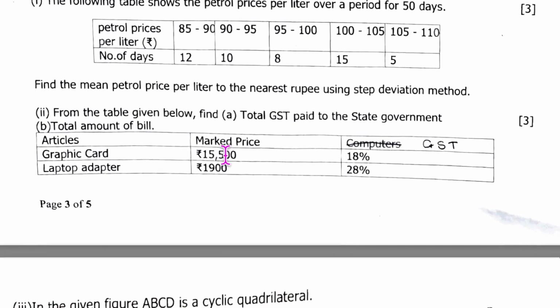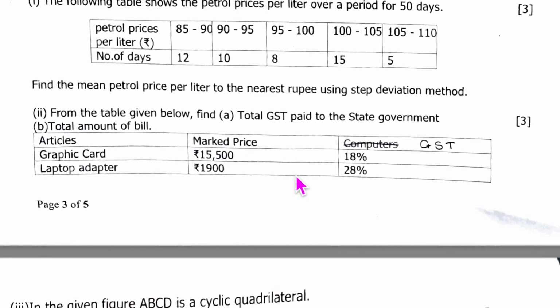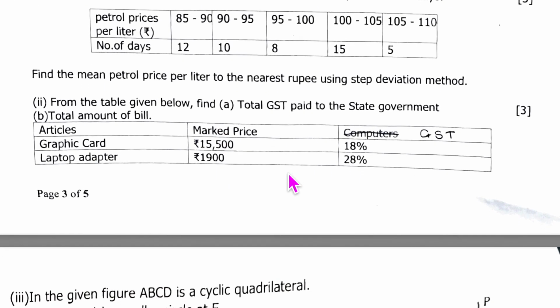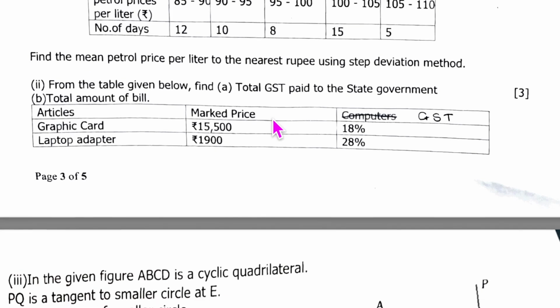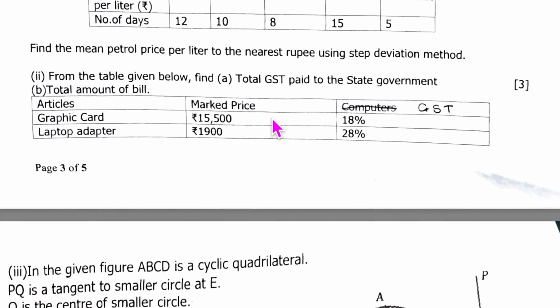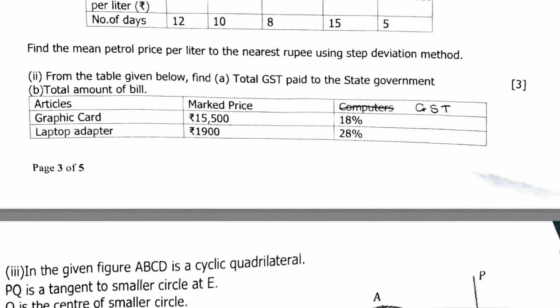Now let us look at this. What is this? Question number 5. This is again something unusual for you. Petrol prices are given like this, and the number of days. So for 50 days, find the mean petrol price to the nearest rupee using step deviation method. How many of you are not comfortable with step deviation method? Is there anyone who is not comfortable? Yes, ma'am. Okay, shall we do it then?